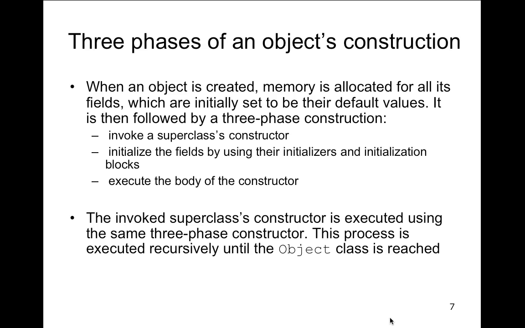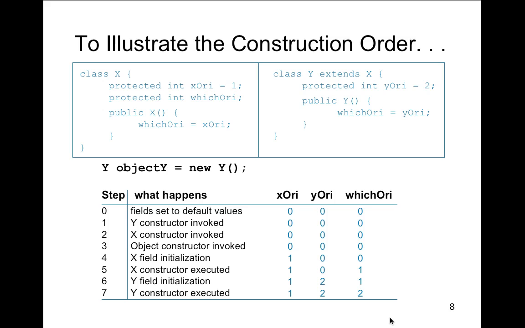And then the invoked superclass's constructor is executed using the same 3 phases of the constructor. So it's processed recursively until the object has actually been reached. So it works backwards. It starts with the derived, goes back to the base, goes back to the base, goes back. Because if you think about the inheritance concept, we've only looked at two levels, a base and a derived. We can actually create a derived from a derived, and a derived from a derived from a derived, and we go back recursively and execute all of those constructors, which may not necessarily be desirable.